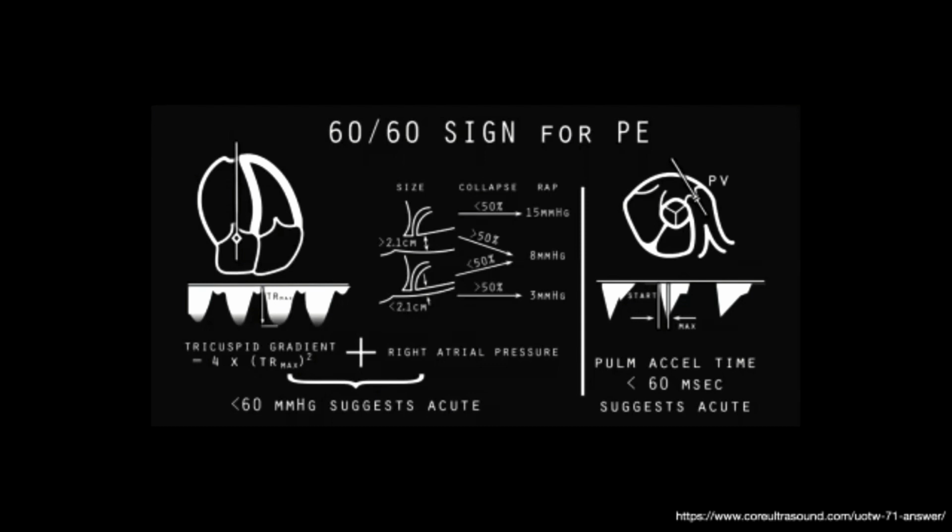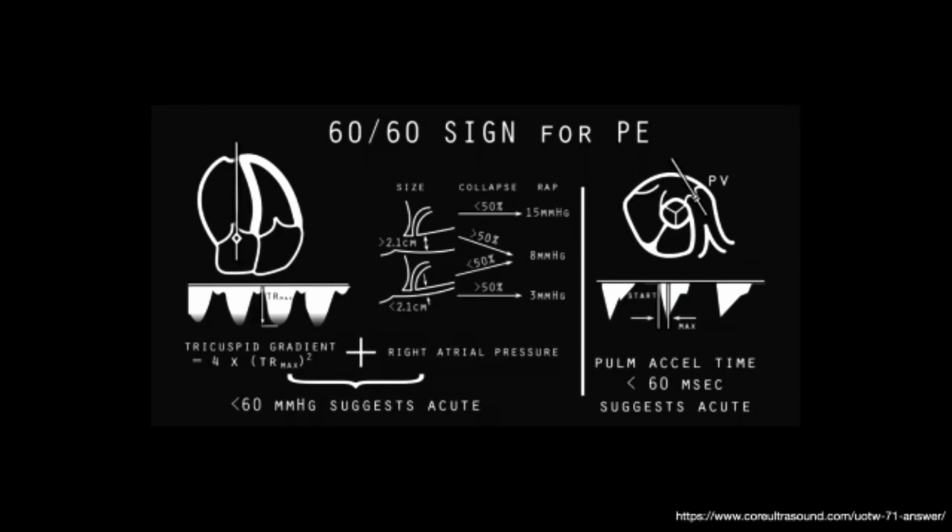So in other words, the right ventricular systolic pressure is the same as the PA systolic pressure, except for the difference of the right atrial pressure. So if your inferior vena cava is plethoric and you have a high CVP, then your PA systolic pressure is going to be the gradient between the right ventricle and the right atrium plus the right atrial pressure. So that's how we calculate it.